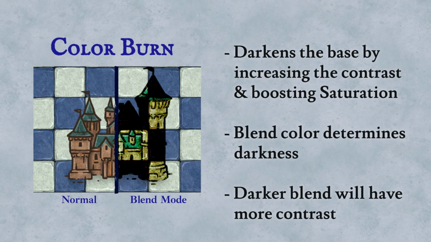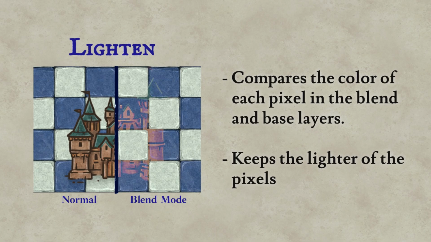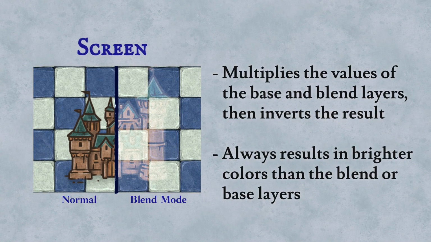The color burn blend mode will darken the base layer by increasing the contrast and boosting the saturation. The blend color determines how much the base layer gets darkened. A darker blend layer will result in a stronger darkening and more contrast, while a lighter blend layer will have less effect. The lighten blend mode is the opposite of the darken blend mode. It compares the color of each pixel in the blend and base layer and keeps whichever pixel is lighter. The screen blend mode is the mathematical opposite of the multiply blend mode. It multiplies the blend layer by the base layer, then inverts the result to produce a lighter image.